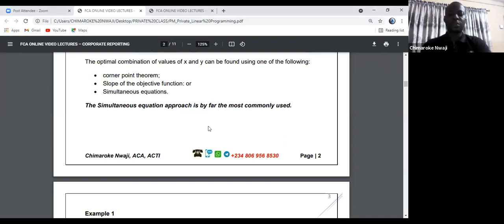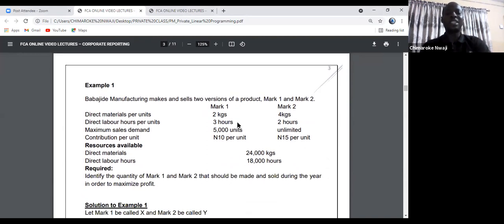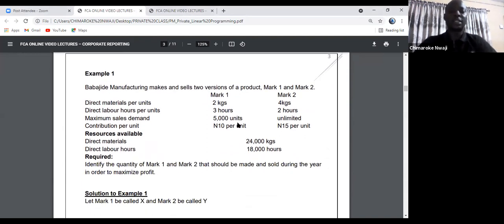Okay, so let's look at example number 1. In example number 1, we are going to be seeing how we can use the graphical method to solve this problem. Babajide Manufacturing makes and sells 2 versions of a product, Mark 1 and Mark 2. Now, this question is saying 2 versions of a product. We can as well say it's 2 products, Mark 1 and Mark 2.